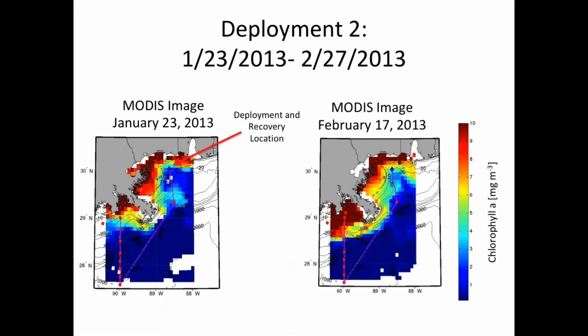Okay, so the second deployment, now we had some different conditions. That deployment was from the 23rd of January 2013 to February 27th, 2013. And you can see that according to the MODIS image, the glider, from the buoy, is passing through maybe a plume going to the northeast of the Mississippi River Delta. And then it goes around the delta and up to a region of high chlorophyll.